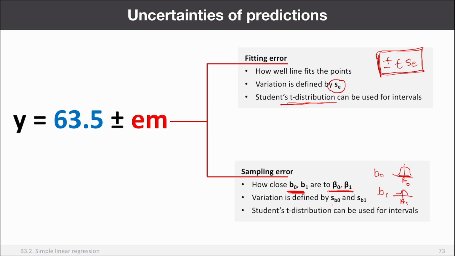So we need to find out how to estimate the standard error of these two coefficients, how big this variation can be, and then somehow estimate the effect of this variation on the error margin.